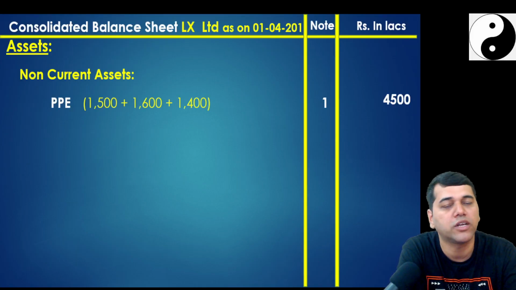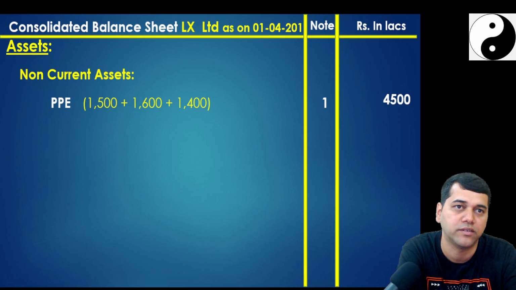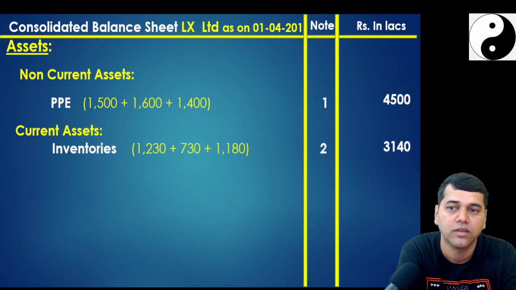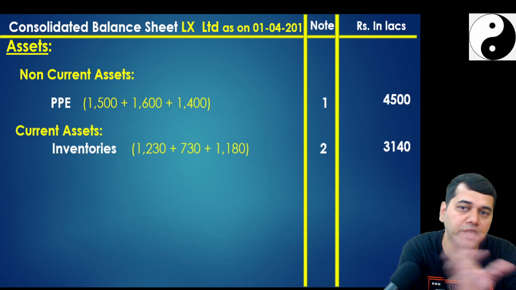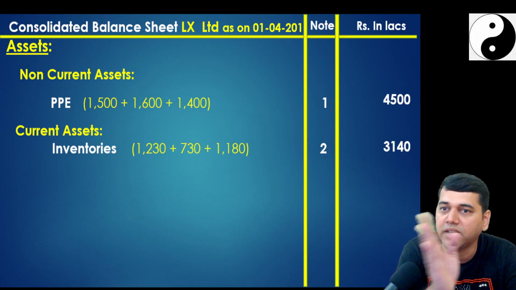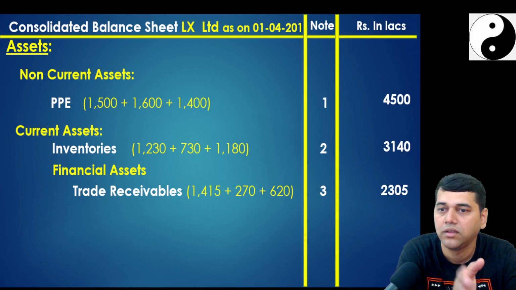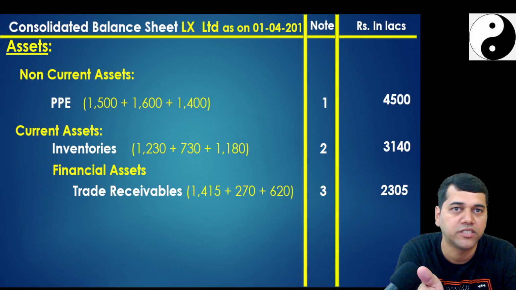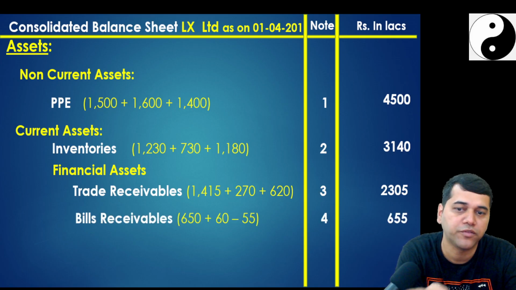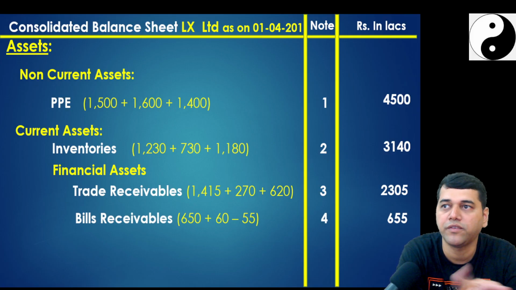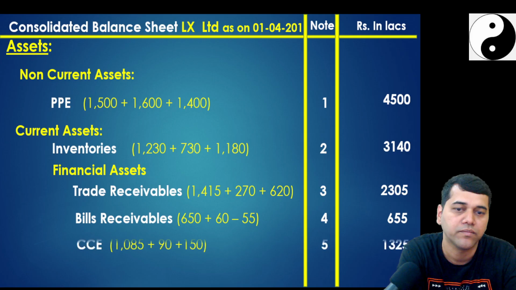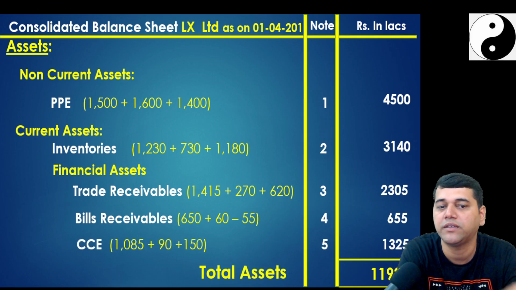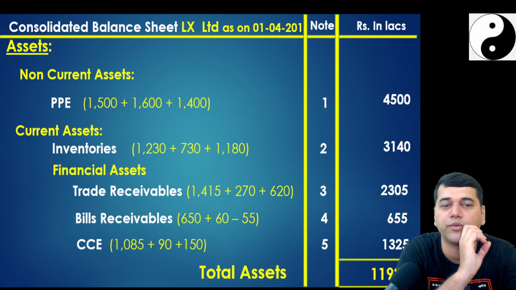Now straight I will move to the consolidated balance sheet. PP closing balance is 4,500. Did you get? Current assets 3140. In bracket I have written the numbers there. Parent, S and SS. Trade receivables straight away additions. Bills receivable 650, 60 minus 55 because 55 is my intercompany. And CC will be 1085, 90, 150. So you get balance sheet total 11,925.